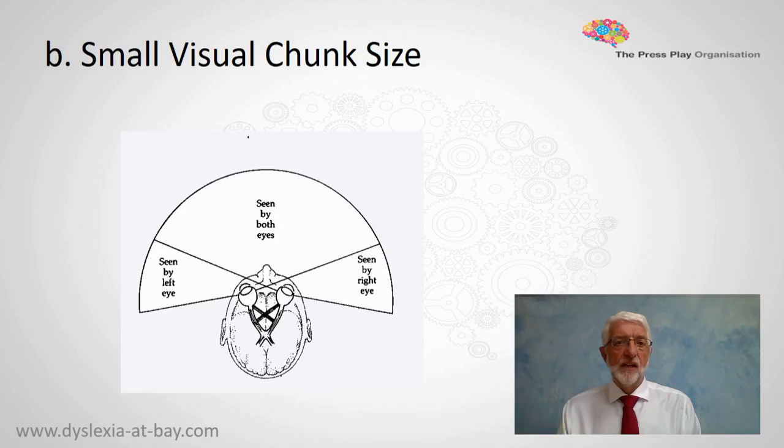Let's look at a difficulty caused by small visual chunk size. As we look down at somebody's head, we can see that the left eye sees a semicircle on the left, and the right eye sees a semicircle on the right. And when the two semicircles interact, that's what we see with both eyes, that area. And this is called a chunk size. However, some people have a narrow chunk size, similar to the yellow area we show here. And that raises difficulties.